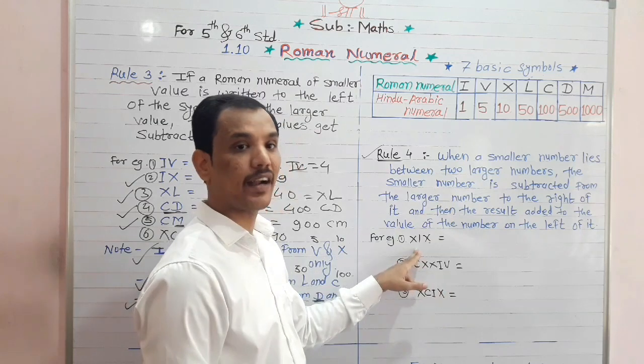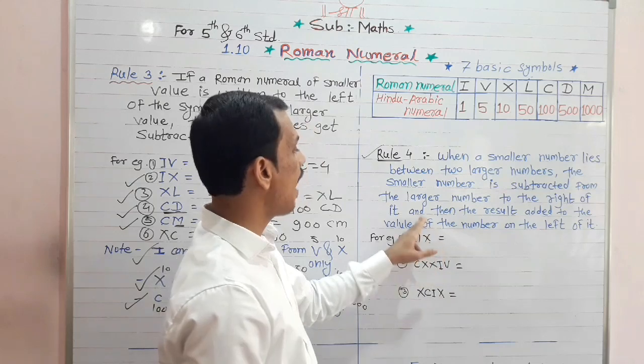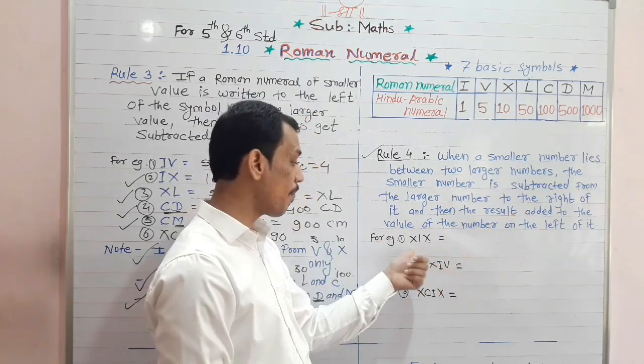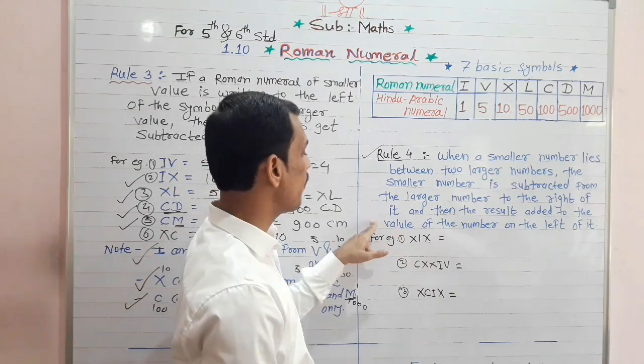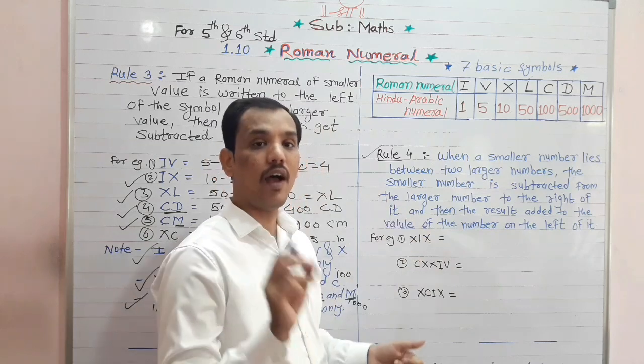So the smaller number is subtracted from the larger number to the right of it, the one that is on its right side, and then the result is added to the value. And then whatever result comes, you have to add it to the value of the number on the left of it, the number that is on its left.